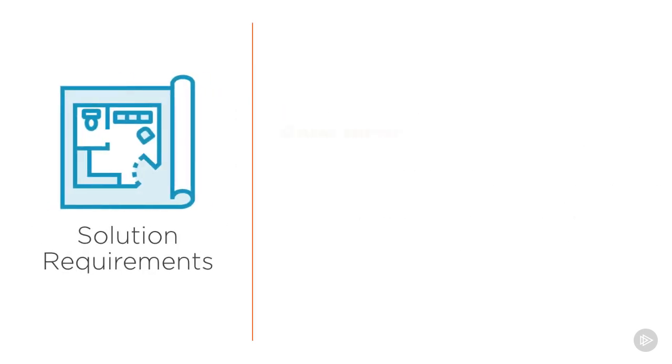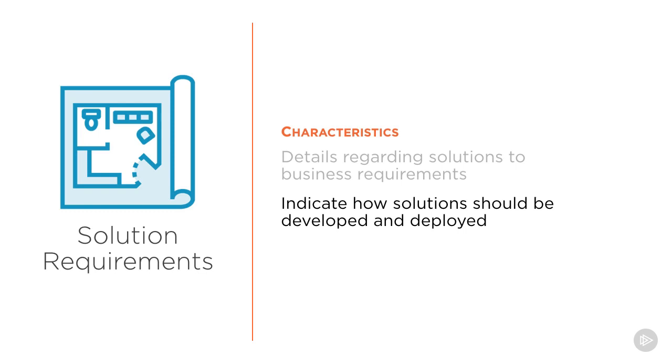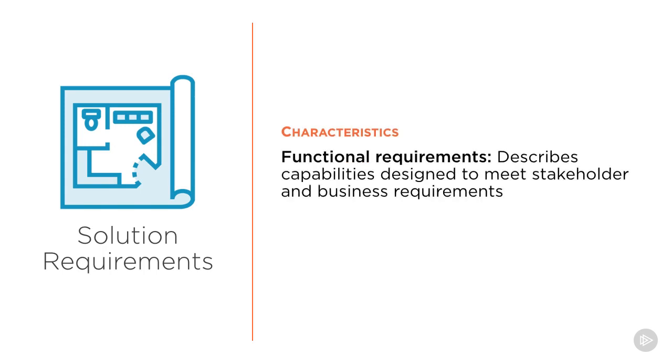Solution requirements are found one more level down below stakeholder requirements. These are details regarding the solutions to business requirements that we develop or propose. These indicate how solutions should be developed and deployed. Within this area, we find two different types of requirements. The first being functional requirements. These describe the capabilities that are designed in order to meet both stakeholder and business requirements. So here, this is what our solution should do.